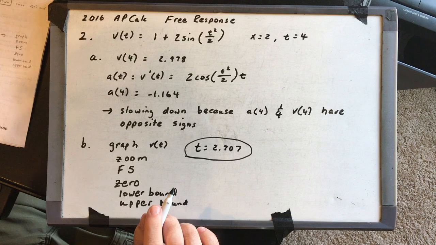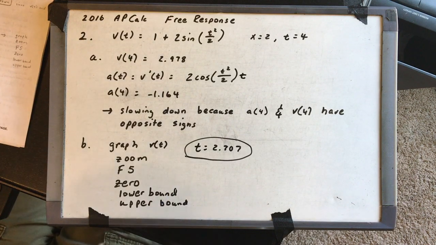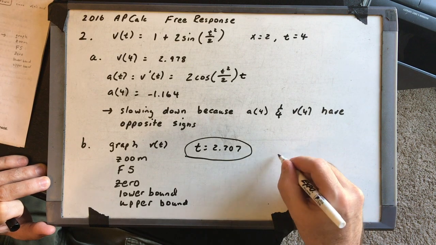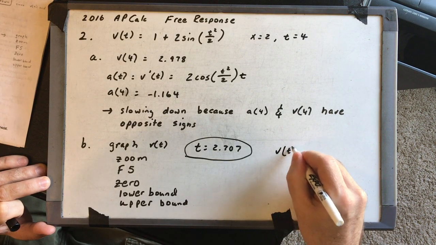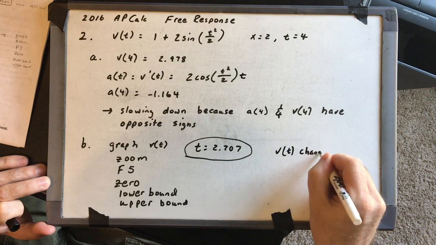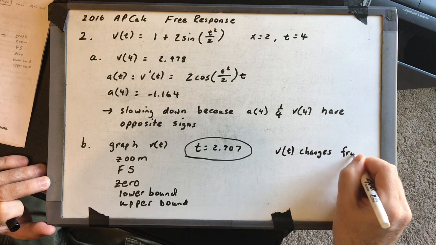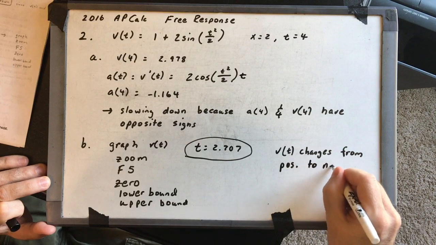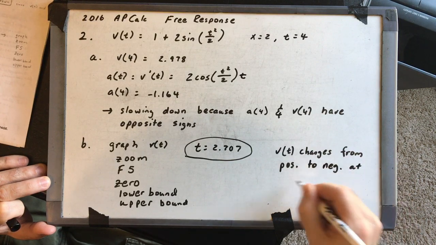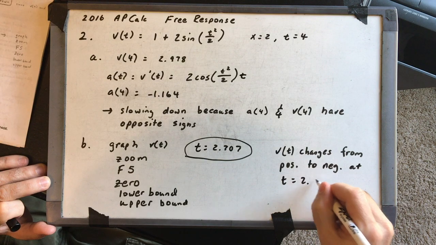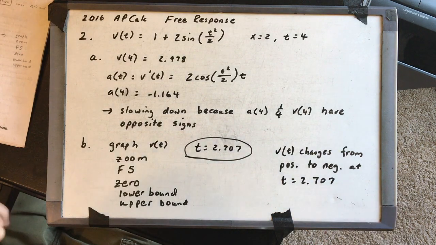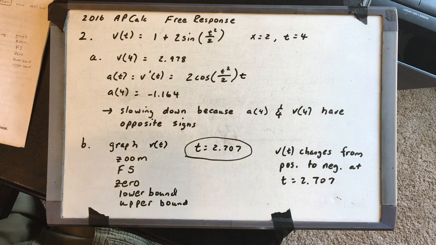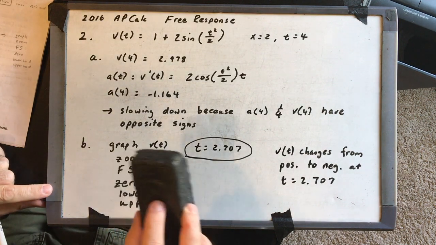Okay, so to justify, you do have to write a justification. Just write v of t changes from positive to negative at t equals 2.707. So that should be enough justification. All right.